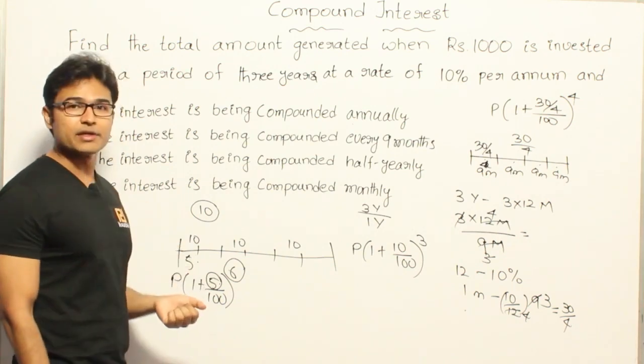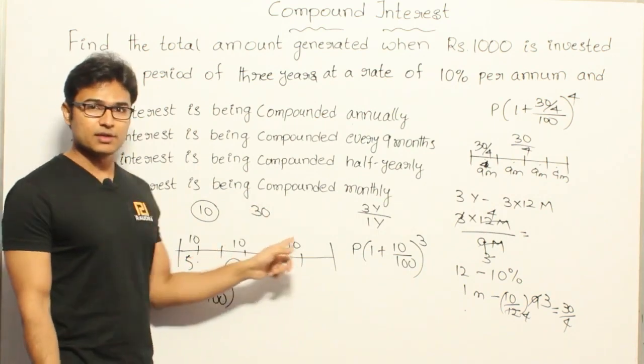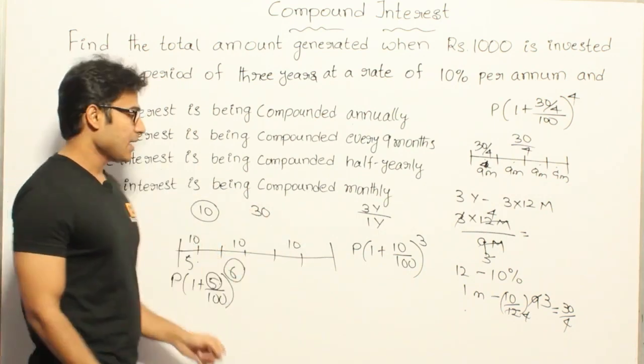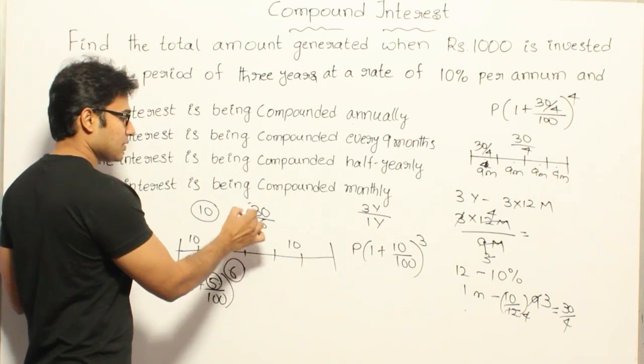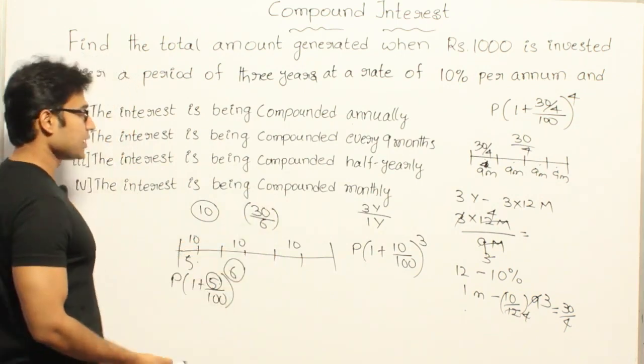What is the other way of looking at it? The total interest is 30% by 3 years and 10% per annum, and there are 6 such slots and 6 parts in that. So divided by 6 is going to be 5. So anyway you are going to get the same.